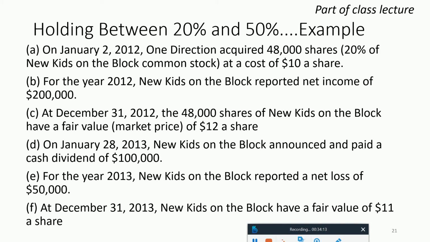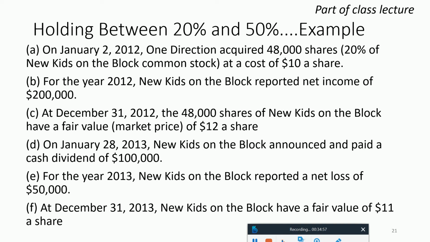C, on December 31st of 2012, the 48,000 shares of New Kids on the Block has a fair value or a market price of $12 per share. Because we are using the equity method to account for this investment, because it's between that 20 and 50%, we have no entry to book for Part C. Now, if this was a fair value problem, we would adjust the investment up or down to fair value. But because we're accounting for this using the equity method, no entry is needed.